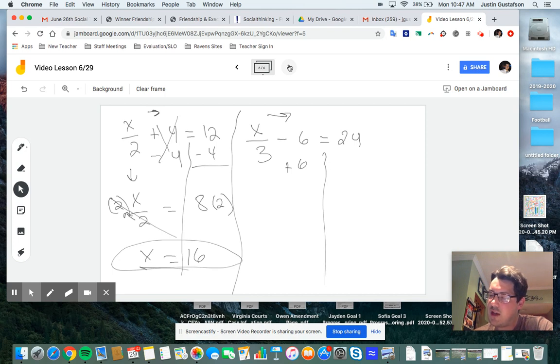Negative 6 plus 6 is 0. I'm going to put a 6 up here. I'm going to drop my x over 3. Let's see. 24 plus 6 is 30. So what do I have to do now, Luciano? Of course, you're right. I'm going to put an arrow up there.